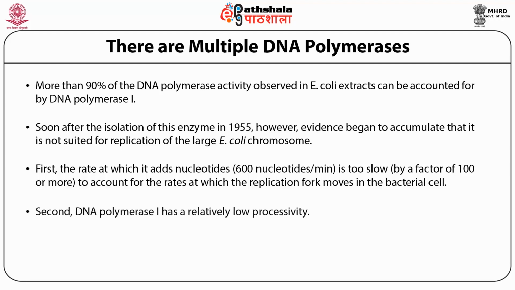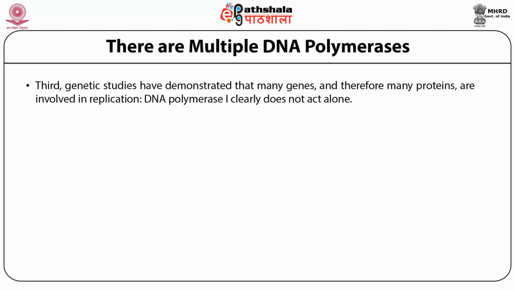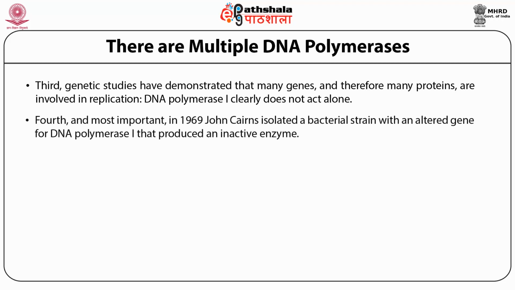Second, DNA polymerase 1 has relatively low processivity. Third, genetic studies have demonstrated that many genes and therefore many proteins are involved in replication, so DNA polymerase 1 clearly does not act alone in this process. Fourth, and most important, in 1969 John Cairns isolated a bacterial strain with an altered gene for DNA polymerase 1 that produced an inactive enzyme.